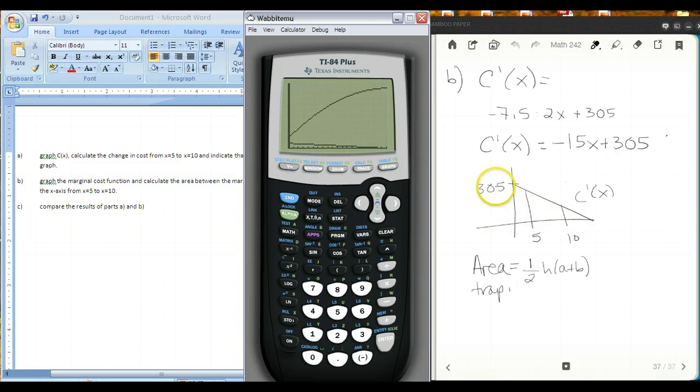So I've produced a little bit of a sketch here for you. I know that the y-intercept of this is 305 because this is a line, right? mx plus b. Y-intercept is 305, negative slope, so it sort of goes down like that. Okay, so that's the graph of c prime of x.